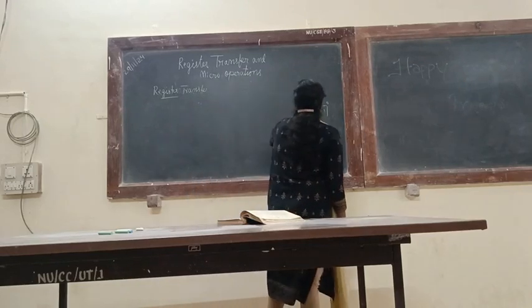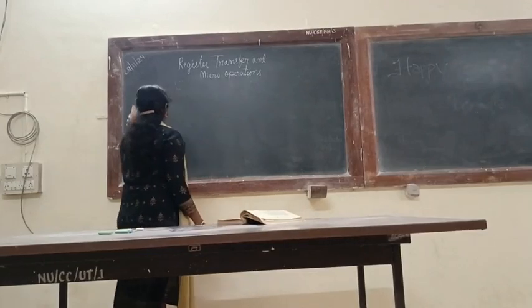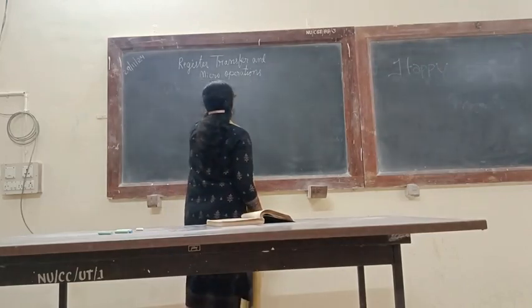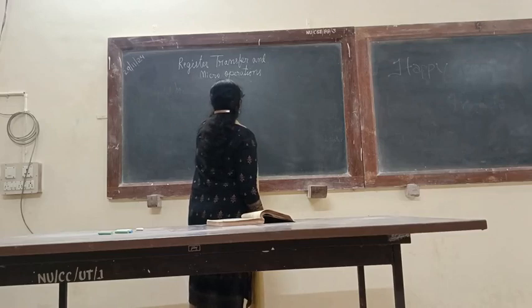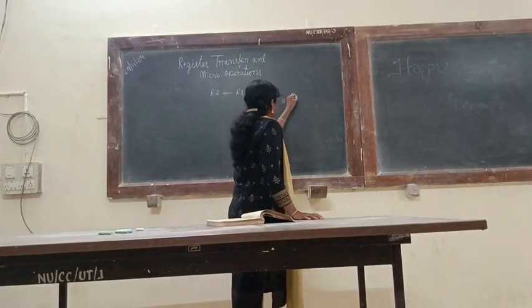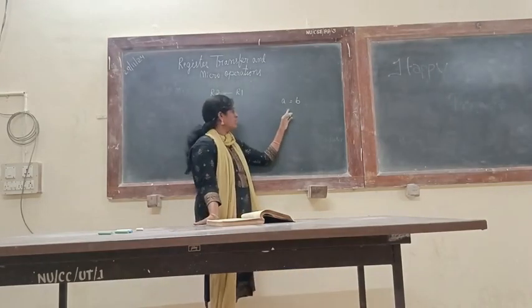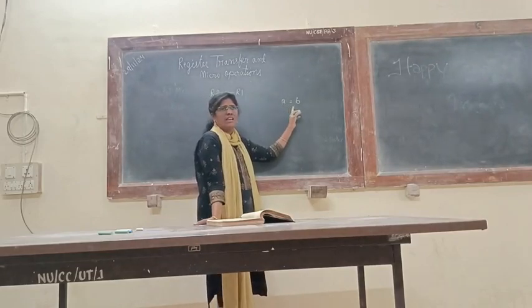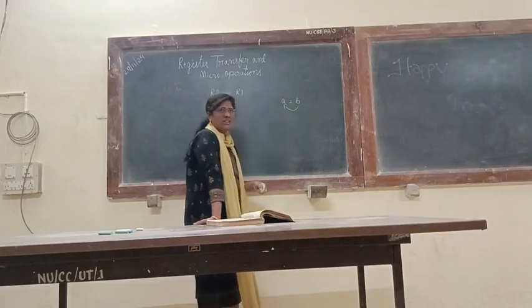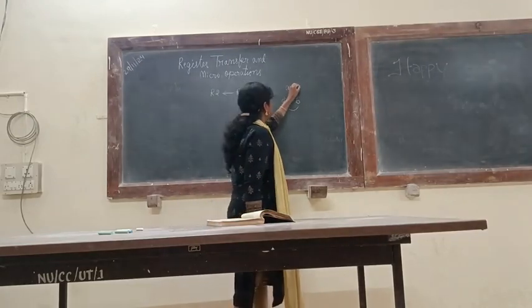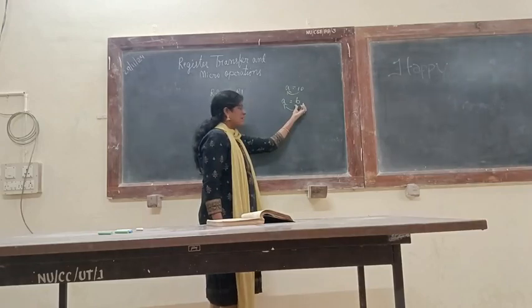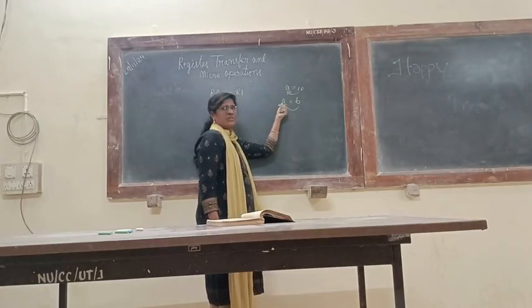Next we will see register transfer. Suppose in C or C++ you write A equal to B. How can we read it? The value of B is transferred to A. Suppose A equal to 10, it means the value 10 is transferred to A. Similarly, the content of the data in B is transferred to A.